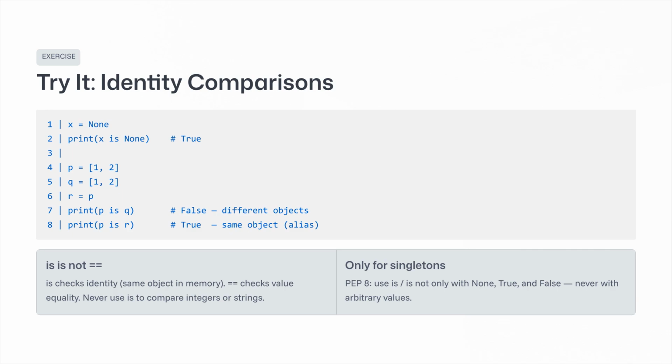Same object. Two key rules. Is checks identity. Same object in memory, not value equality. Never use is to compare integers or strings. And PEP 8 says, use is and is not only with None, True, and False, never with arbitrary values.